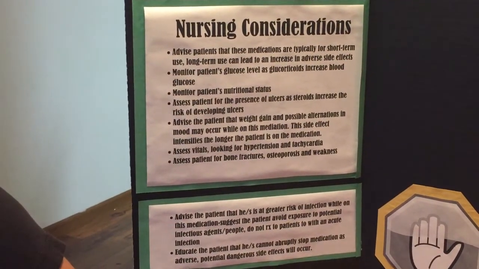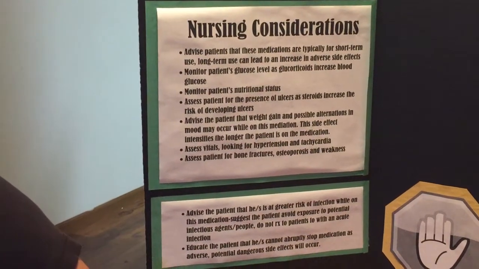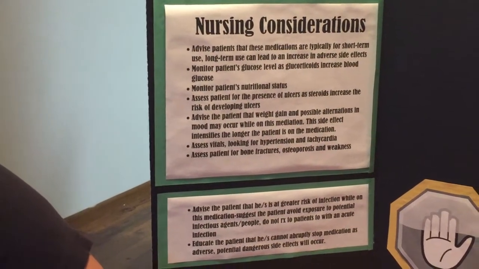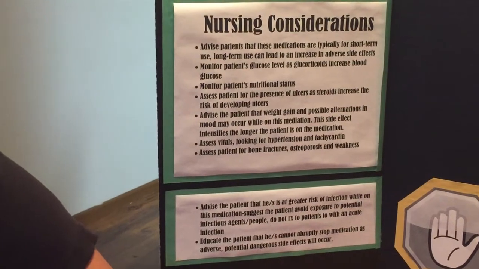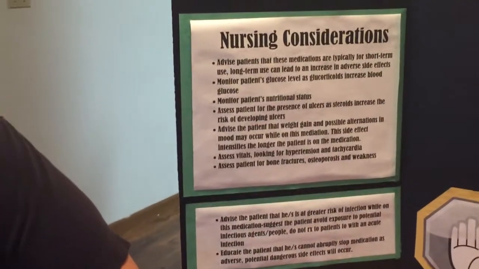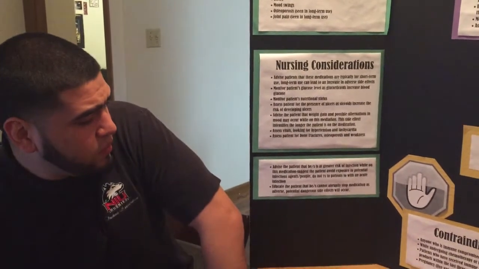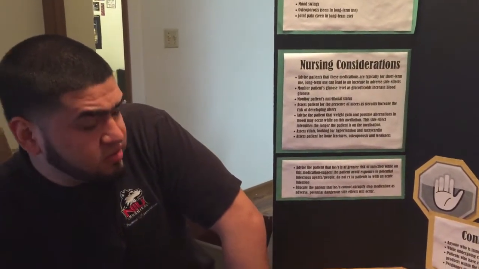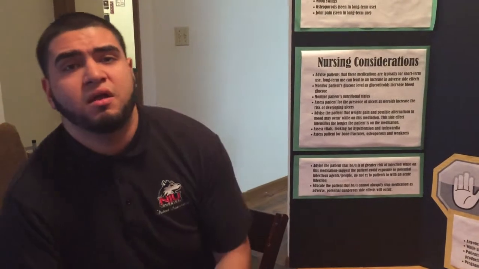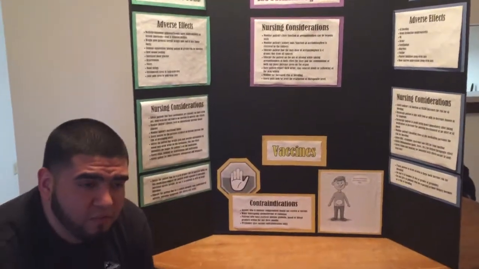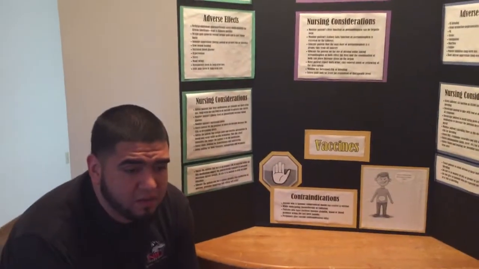When it comes to that, you want to make sure you assess the patient for the presence of ulcers and assess vitals, and keep in mind hypertension and tachycardia when you assess vitals as well. You want to advise the patient that they are at great risk of infection, so it'll probably be a good idea to avoid anybody that is sick. But those are just some of the nursing considerations that you should think about when it comes to corticosteroids. So hopefully those videos help you remember some of those things.